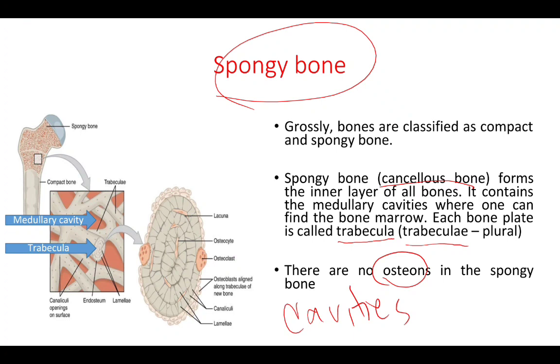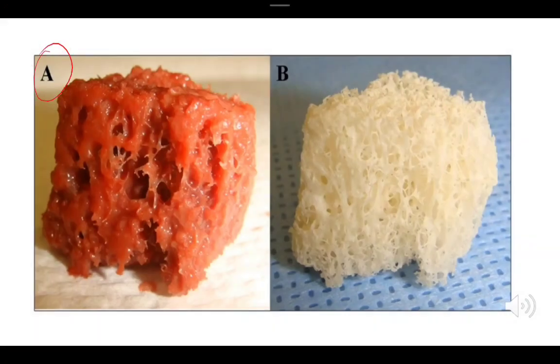Sa cavities naman, dyan yung makikita yung ating mga bone marrow. Okay? So, other name ng ating mga bone marrow is the medullary cavity. Okay? So, let's take a look at the gross picture of your spongy bone. So, we have letter A here and letter B here. Can you appreciate the bony spicules here? This one, yan sila.